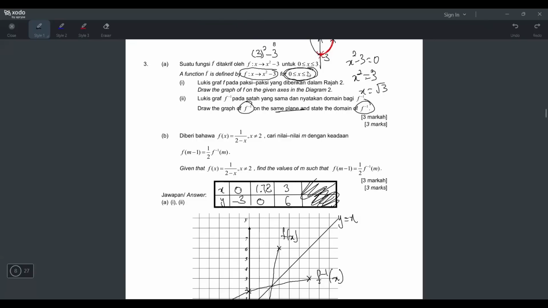They give us f(x), they give us x in between 0 and 3. This one is the domain. It means, what is domain? Domain is a range of x, right? It means you have to look at the first point and the last point's x coordinate. X coordinate, not y coordinate, because domain means x, right?